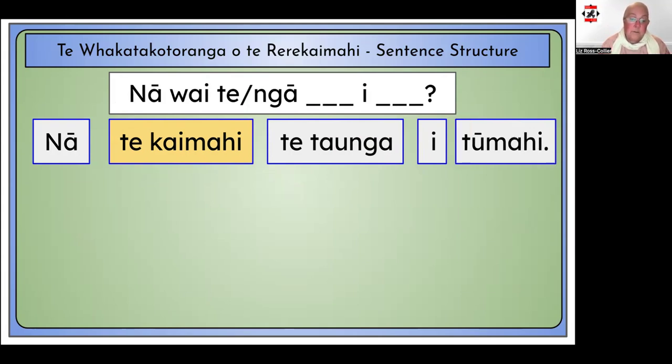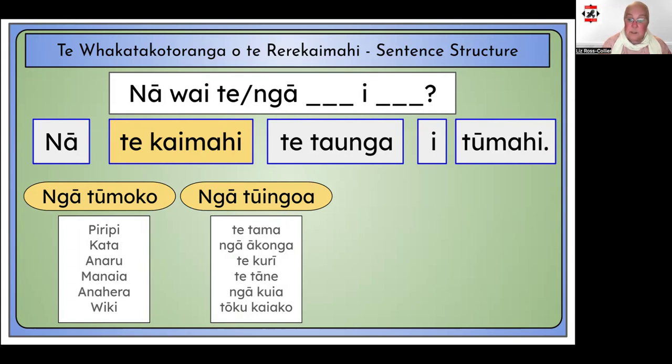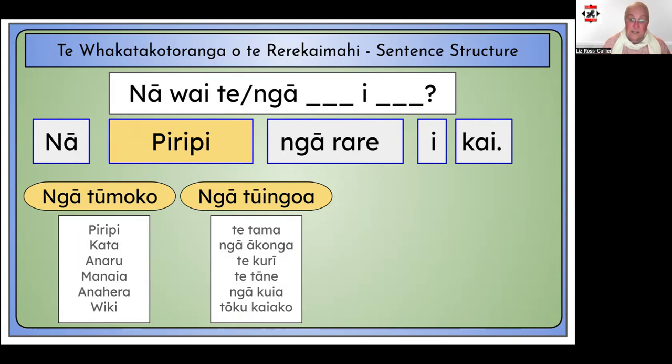I want to focus on three different types of kaimahi that we can use, and here's the first example. The first one is a tūingoa or a noun, like te tama, the boy, ngā ākonga, students, te kuri, the dog, and so on. We can even use a pronoun and say tōku kaiako, for example. The second type of kaimahi can be a person's name or tūmoko. Here are some examples. Nā wai ngā rare e kai, who ate the lollies? Nā Piripi ngā rare e kai, Piripi ate the lollies.